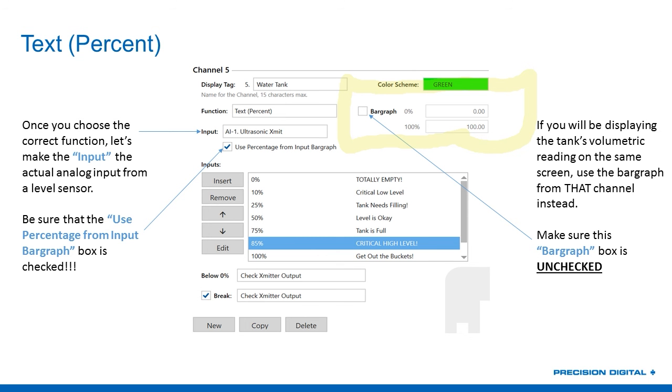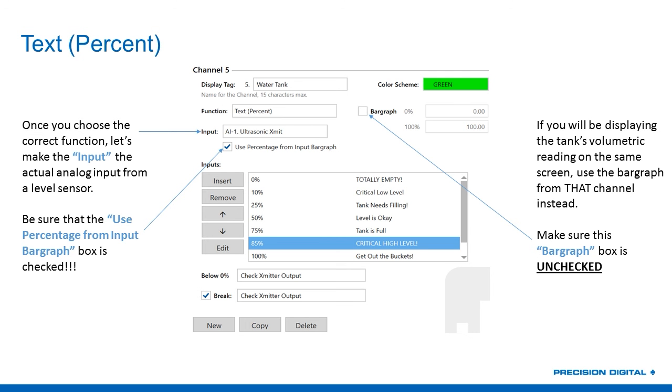If you also wanted to show the volumetric reading of your tank as well as these messages, you can do that. You would just create a regular, quote unquote, regular level channel. And so personally, I don't use the bar graph on a channel like this. I want the screen to just show these messages and that's it.